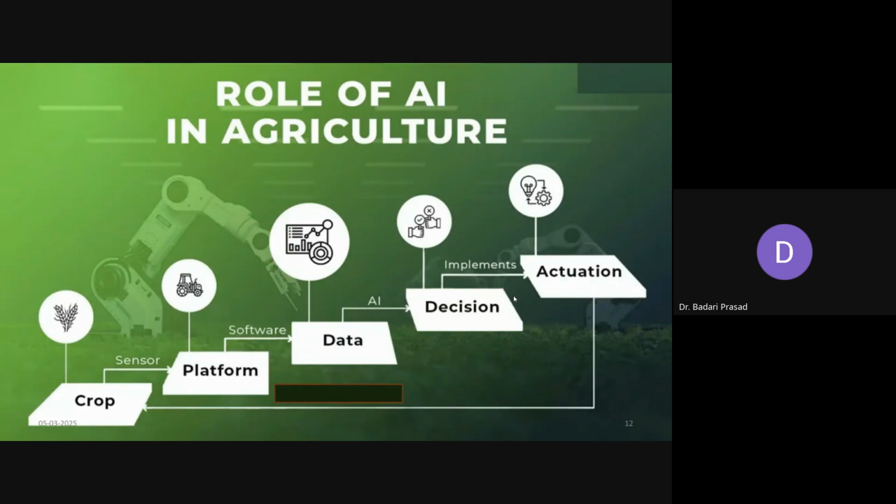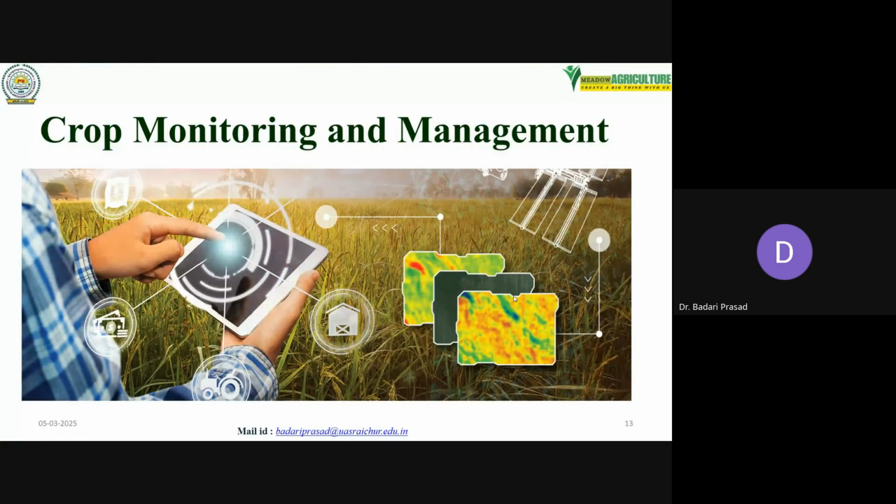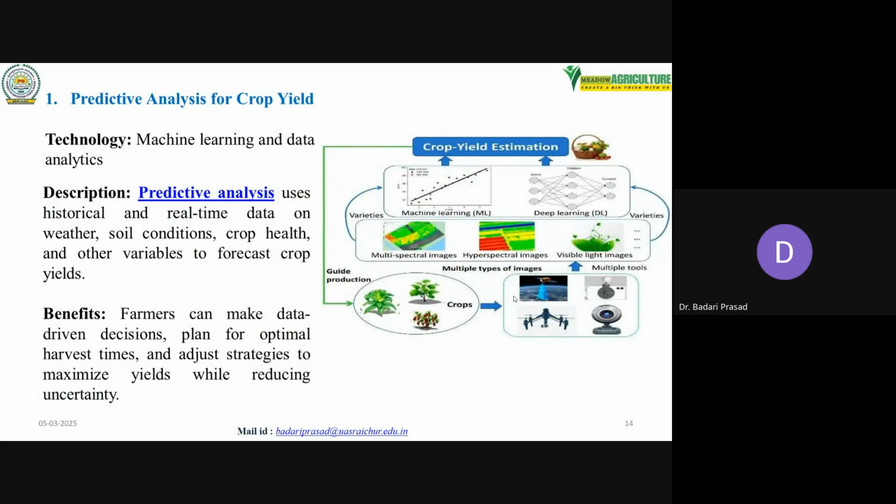So coming to the role of artificial intelligence in agriculture. We were talking about crop monitoring and management. Here comes the prediction and predictive analysis for crop yields. Especially everyone is worried about yield: how much I am going to get, how much quantity I can sell, how much quantity I can store, whether at the end stage I am going to get the optimum quantity or what. So here, if you observe, the technology is machine learning and data analysis, through which we can analyze our crop yield.